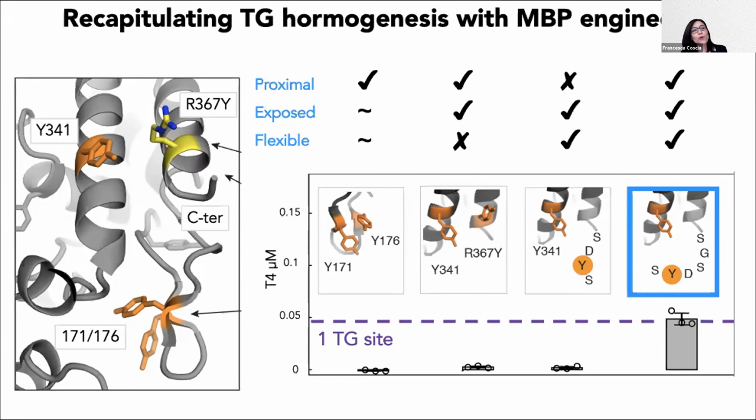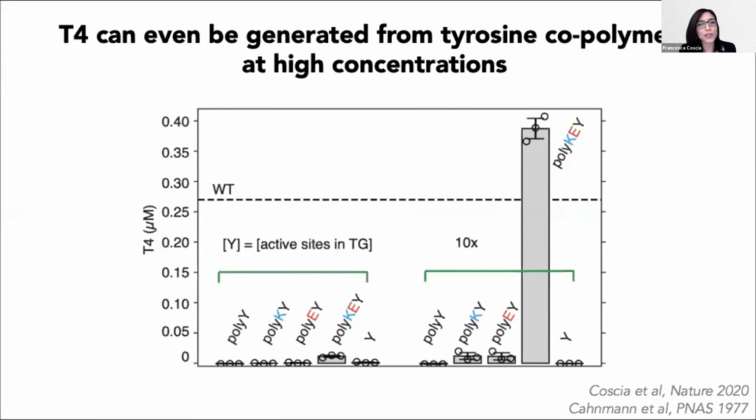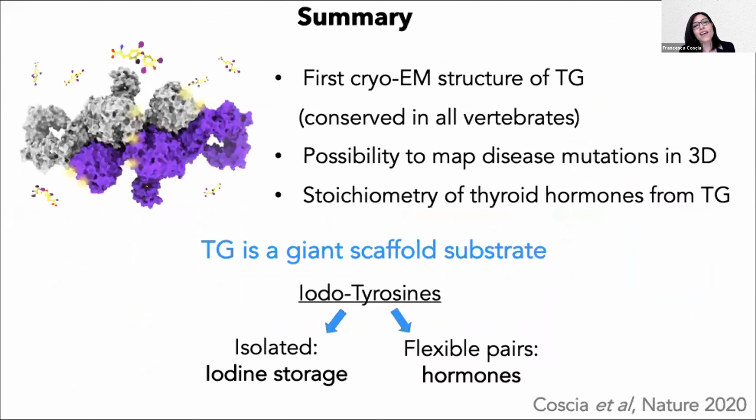And then to push this forward, we asked whether even tyrosine copolymers could form hormones. And this is the case if we work at extremely high concentrations. So in summary, in this work, we determined the first cryo-EM structure of human thyroglobulin, and this is very well conserved in all vertebrates. So this covers a huge biomedical importance, because now we can map disease mutations in 3D, and we can also measure the synthesis defects in vitro using our assay.